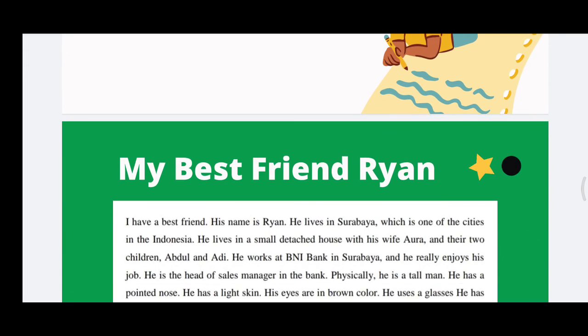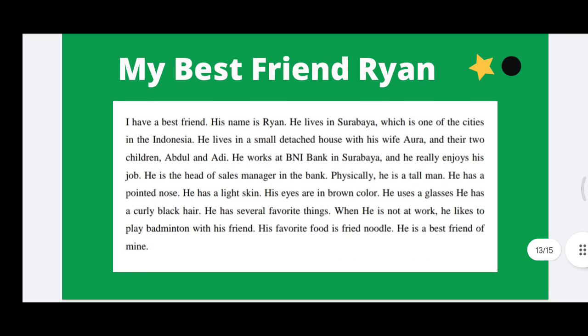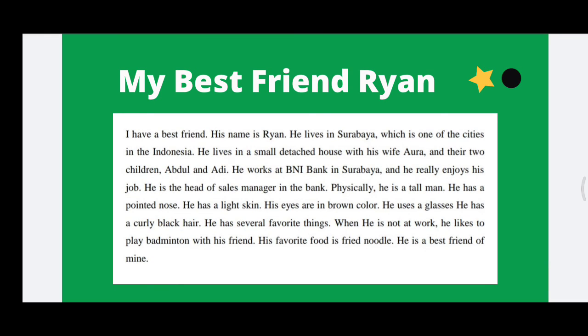So now let's take a look at this example. I noticed the specific participant from the words my best friend, Ryan. And another one, the use of the name Ryan is also particularly specific. Another one, the adjectives. We notice that Ryan is tall and even has a small detached house. Also, Ryan has a pointed nose, light brown and curly hair, and also favorite things and everything. So the adjectives are everywhere, Bapak Ibu.